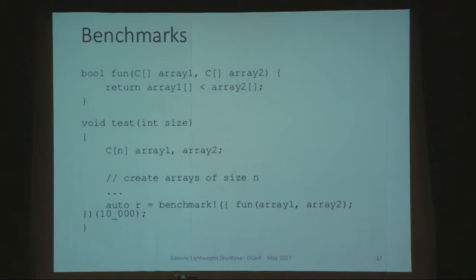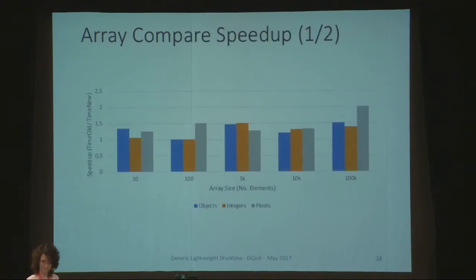What was the test that I employed? Well, it's simply a function which compares two arrays. I'm going to have those arrays of different sizes, multiples of 10, and call this function 10,000 times and see how fast that goes. So this is the speedup for array compare. As you can see, for objects, integers, and floats, the speedup is about 1.3 times. So the new code is 1.3 times faster.